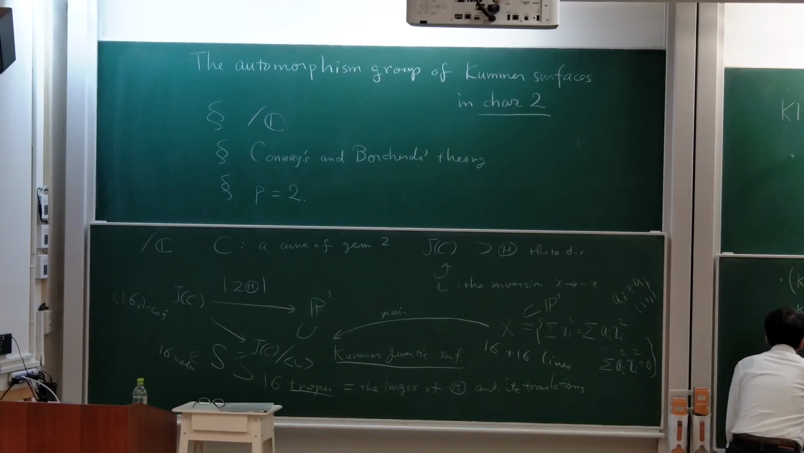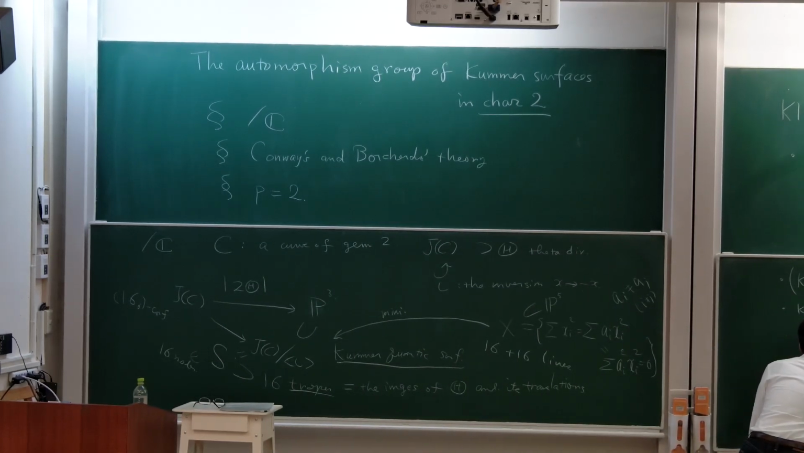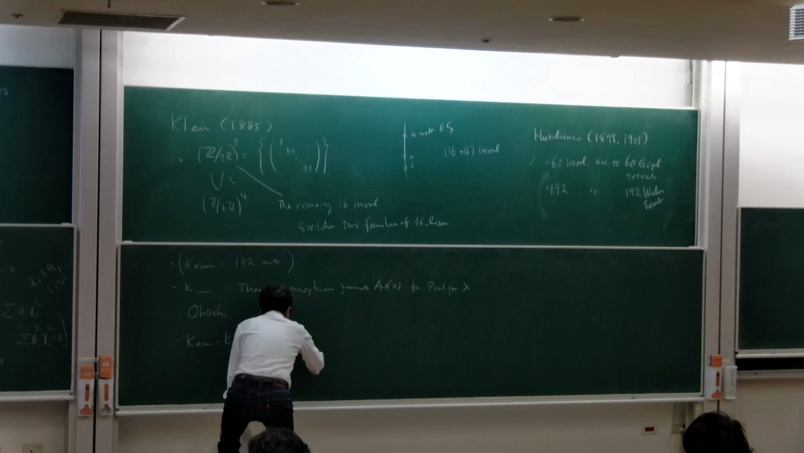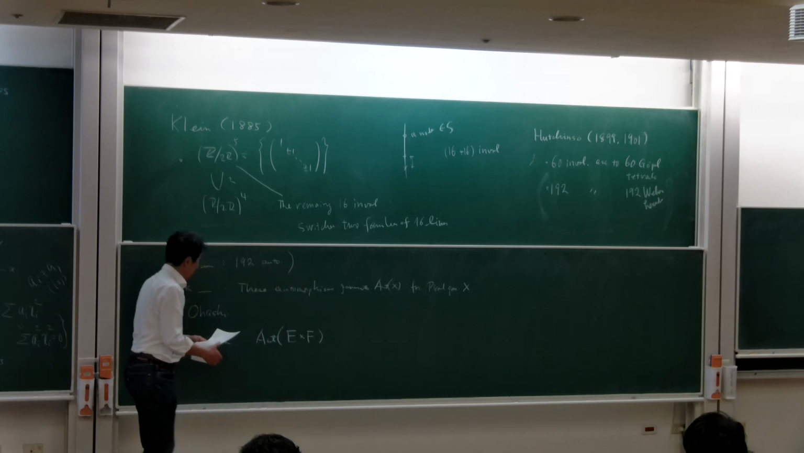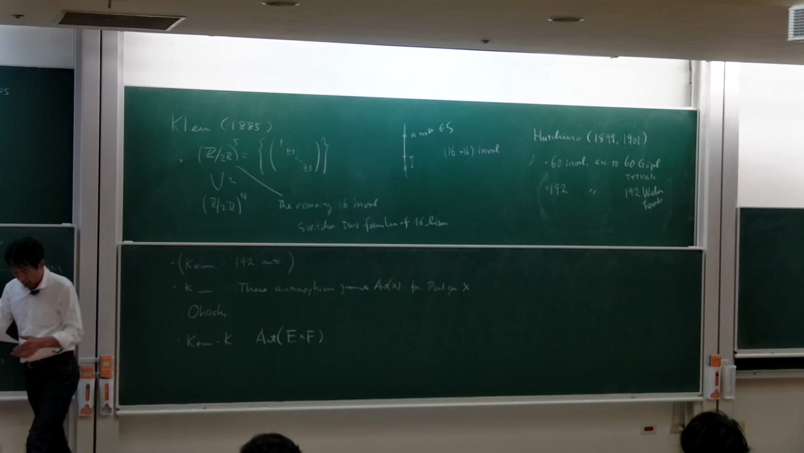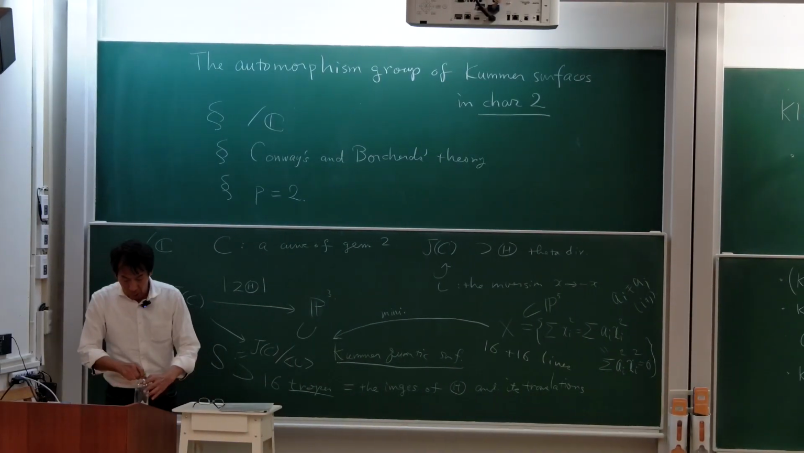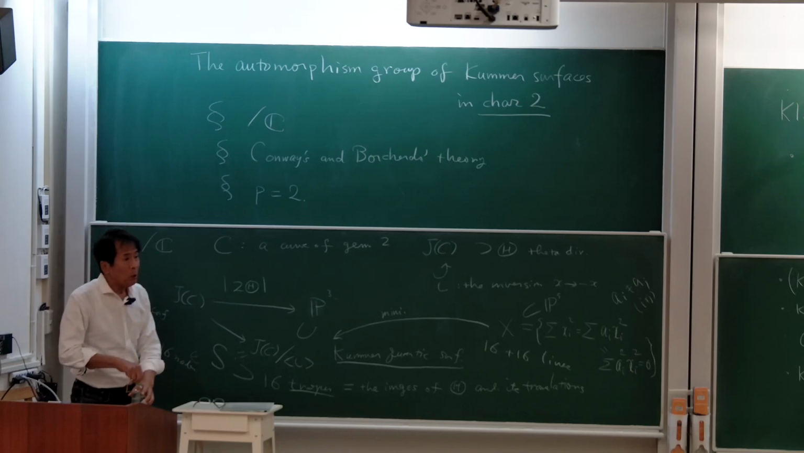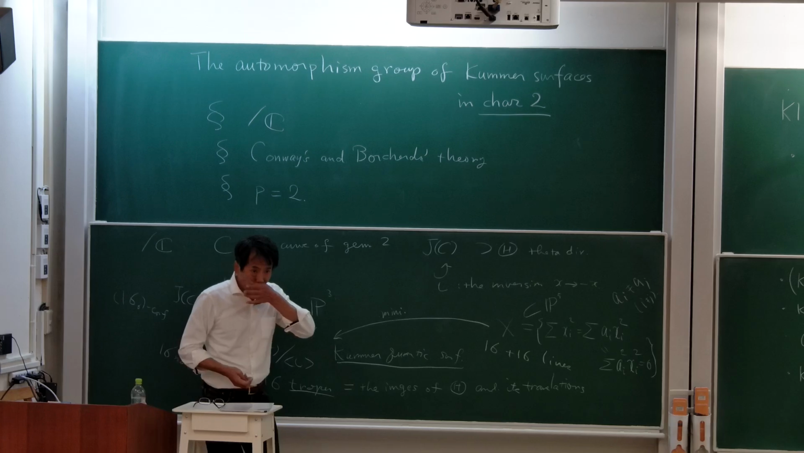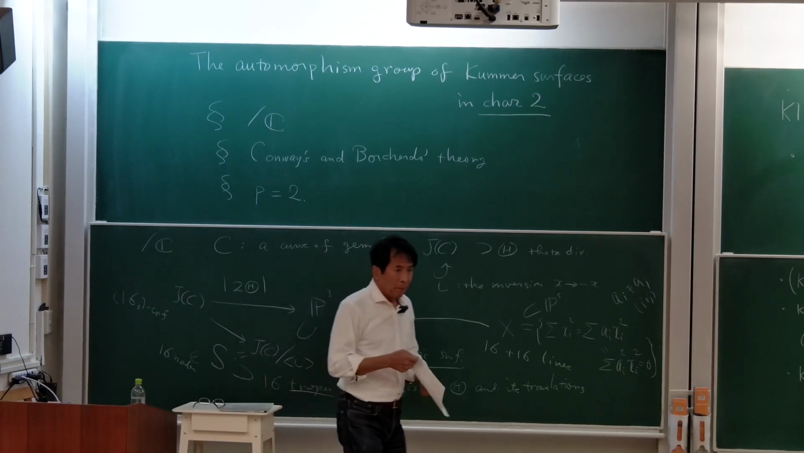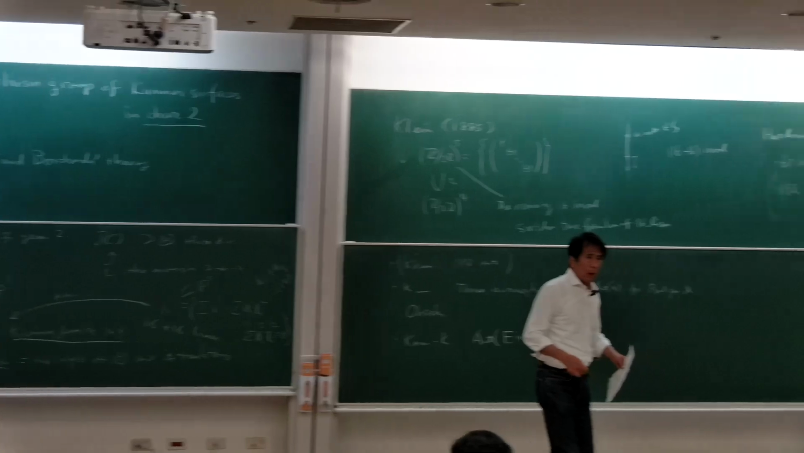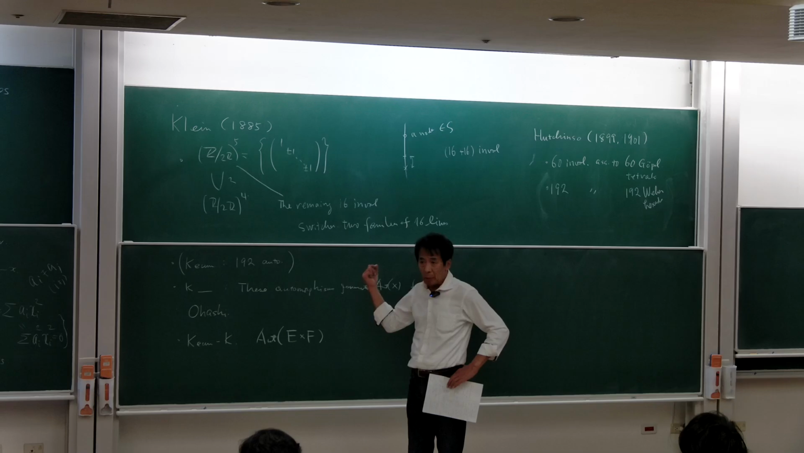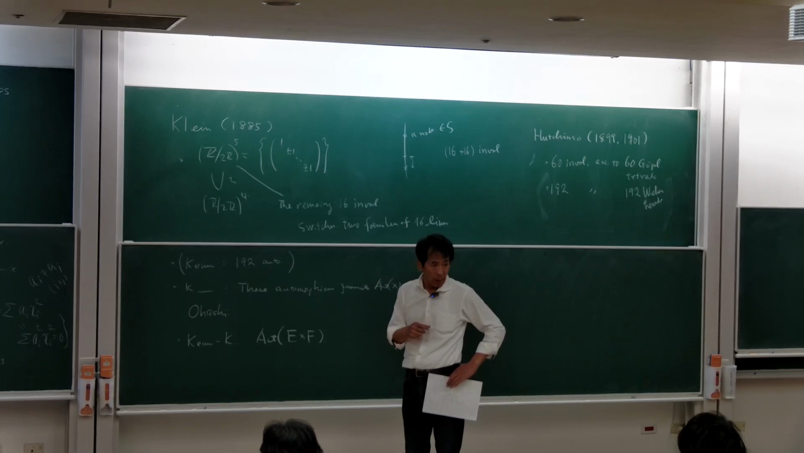Also, Kondo and I also calculated the automorphism group of this type. These are elliptic. Okay. So, this is a story over the complex numbers. Okay. And I think for positive characteristic different from 2, I think this method works well.